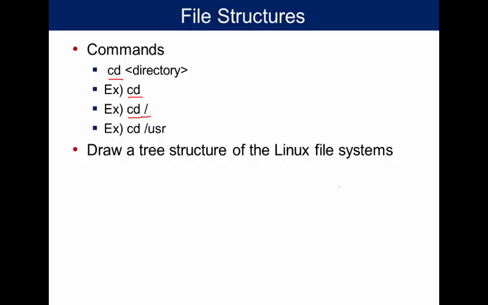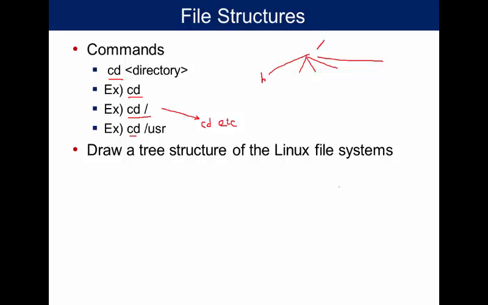cd space slash means jump up to the top. From there, if you are already at the top and want to change to one of the directories, you simply say cd and the directory name. One of the well-known directories is etc. Then it'll go to etc. On Linux operating systems, as I said, on top there's a slash, and underneath this slash is a tree structure.